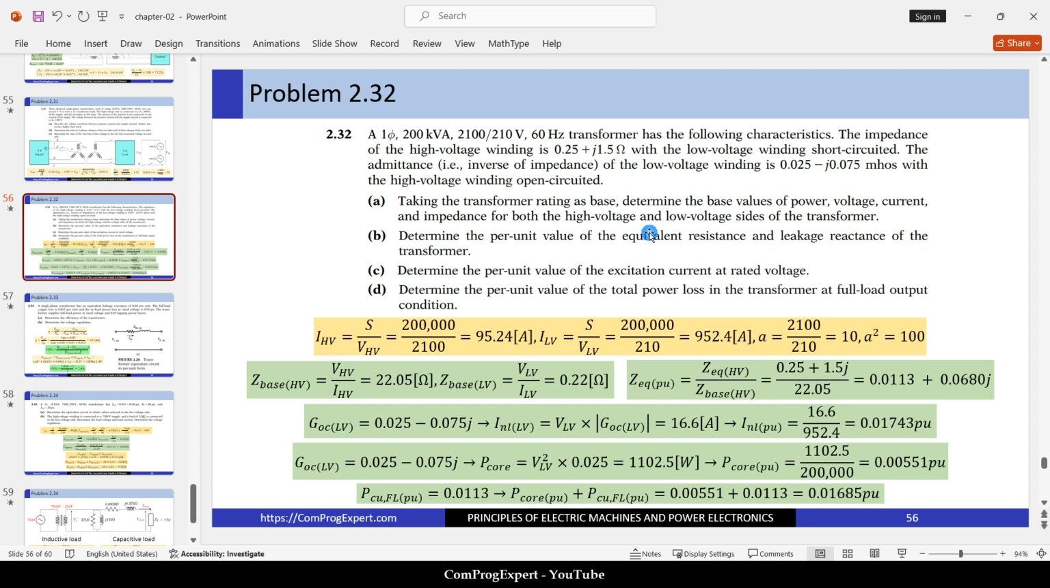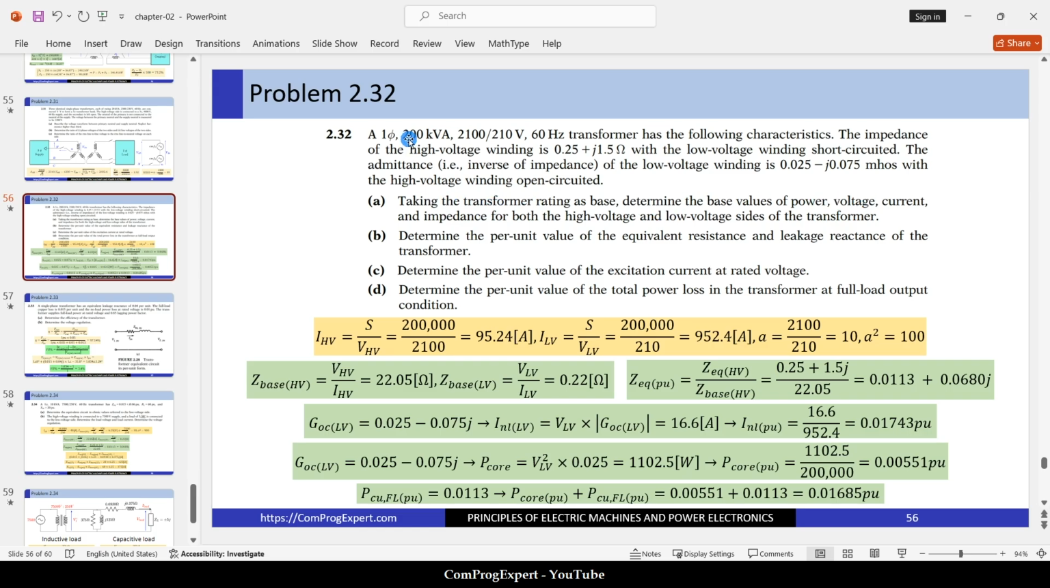the magnetizing reactance. A. Taking the transformer rating as base, determine the base values of the power, voltage, current, and impedance for both the high voltage and low voltage sides of the transformer. So, what are base values?